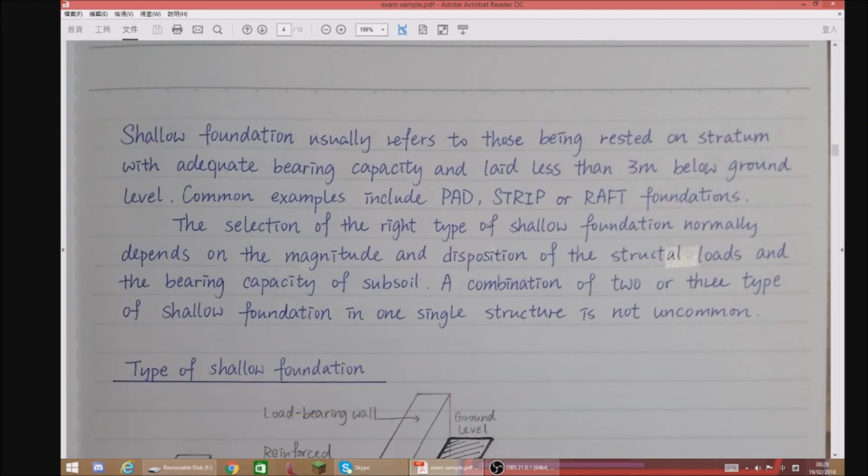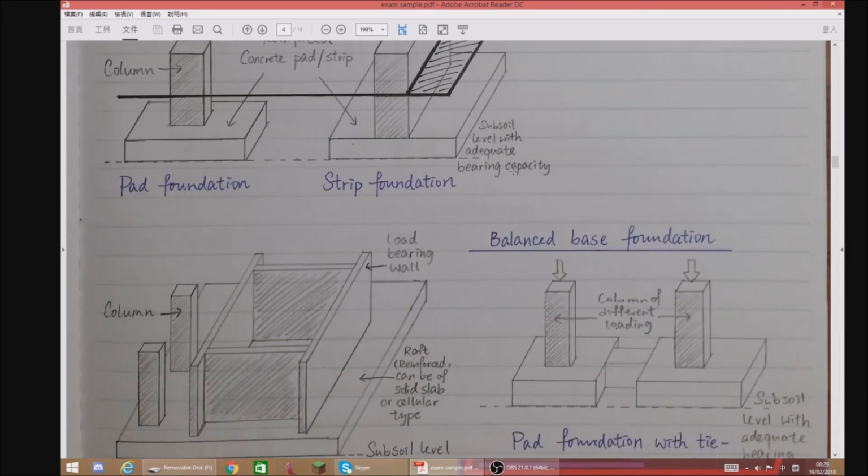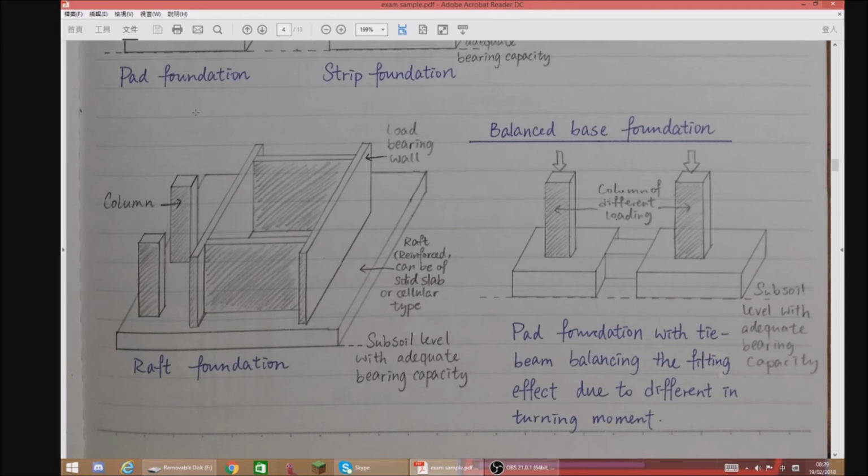For the shallow foundation, most likely the loading is very small, and it's most likely for 3 or 4 stories. Then you will see some common foundation types, and you need to understand what a pad footing, pad foundation, and strip foundation are. Sometimes we call it a raft foundation. A raft foundation combines all columns and walls into one piece, and sometimes some footing may need to transfer the loading to another one to balance the base, using a strap beam.